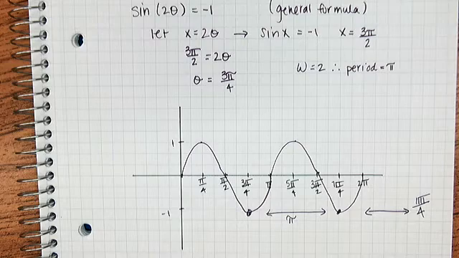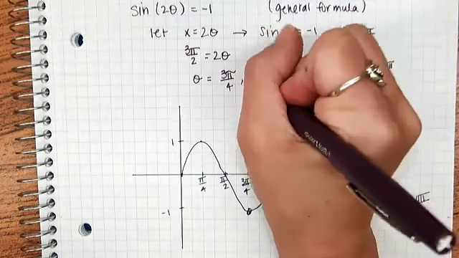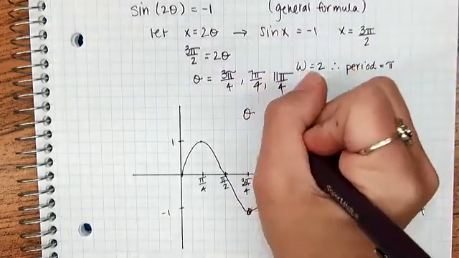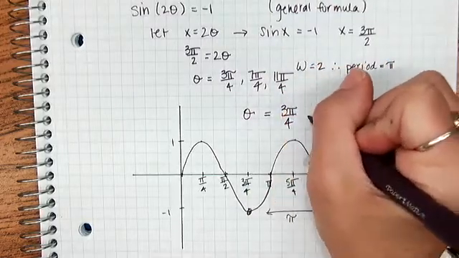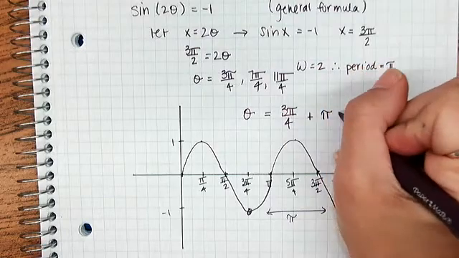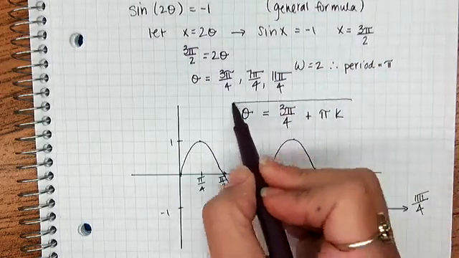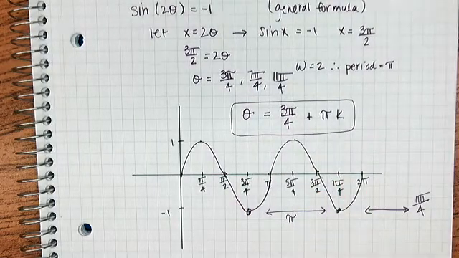How can I write that as a generic formula? So 3, 7, 11, let's say 3 pi over 4 plus pi times some constant k. I don't know why we use k for a constant. I think you guys use that in chemistry maybe.